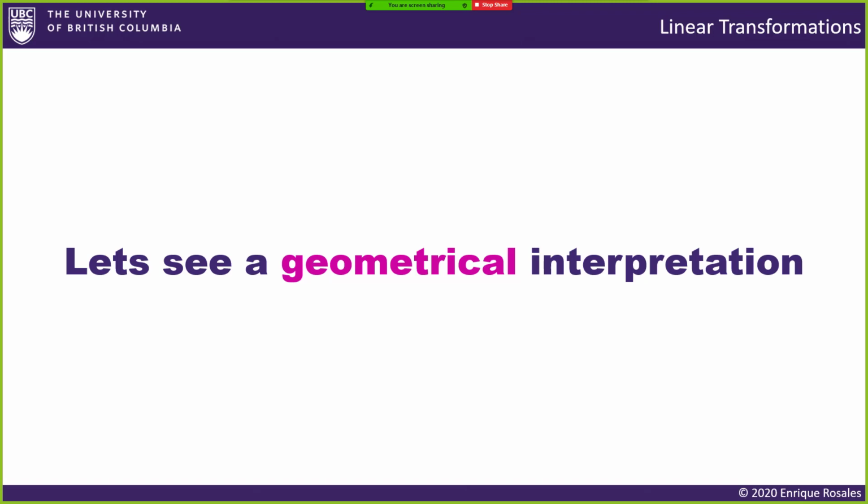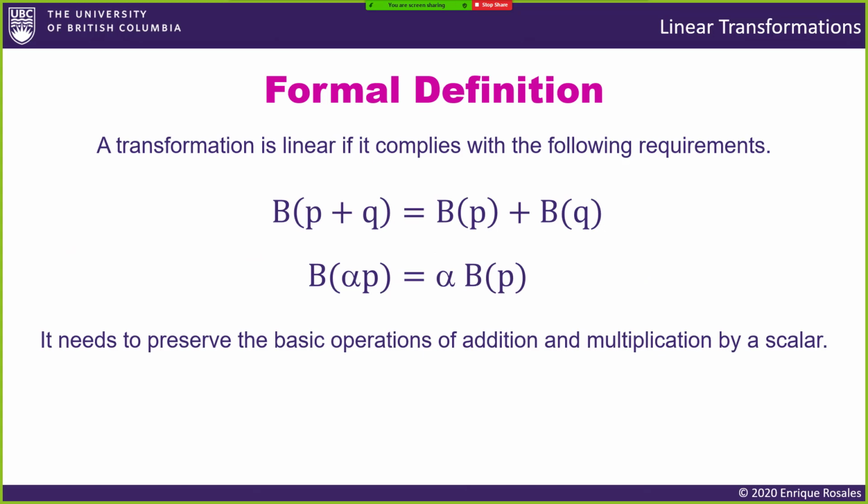Okay. So now let's see the formal definition of what a linear transformation is. Can you see my screen again? Can you see the formal definition? Okay, great. So this is basically the formal definition. A transformation is linear if it complies with the following requirements. Basically it says that it needs to preserve the basic operations of addition and multiplication by scalars.